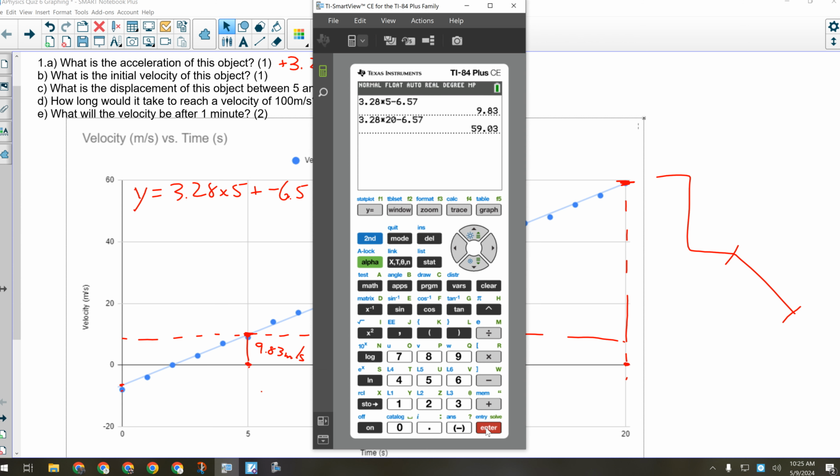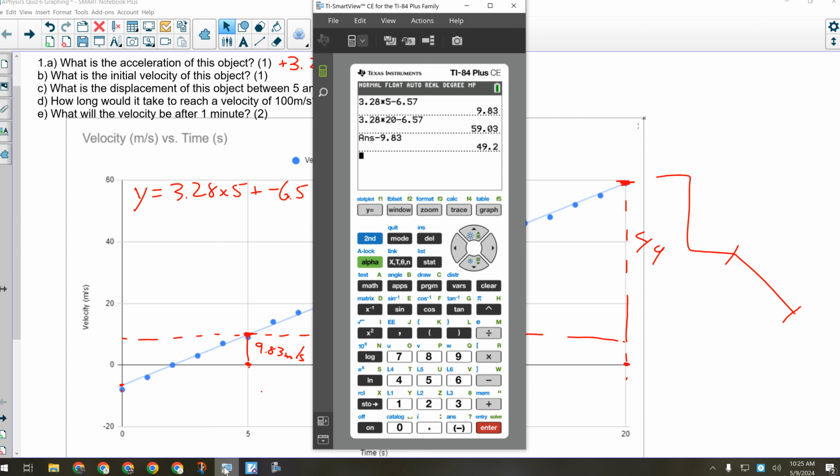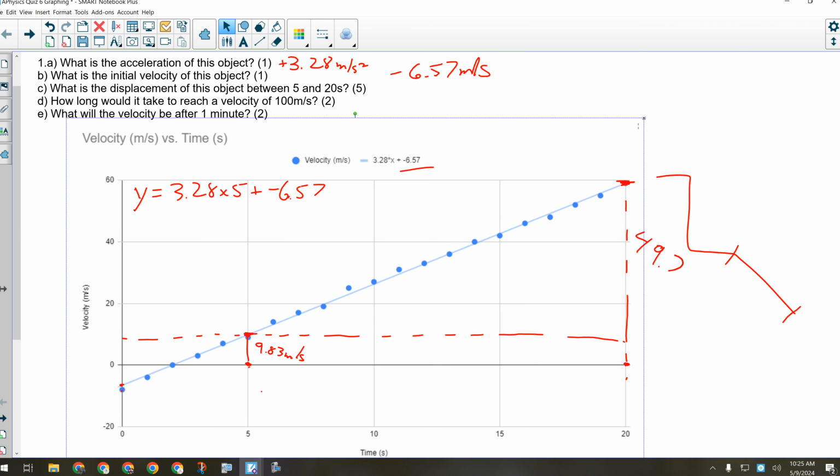But that's all the way from the x-axis. I only want the height of the triangle, so I have to subtract 9.83. Okay, 49.2. Now you know why they did all that weird shape stuff in math. 49.2 meters per second. Do I have enough information now to calculate those areas?